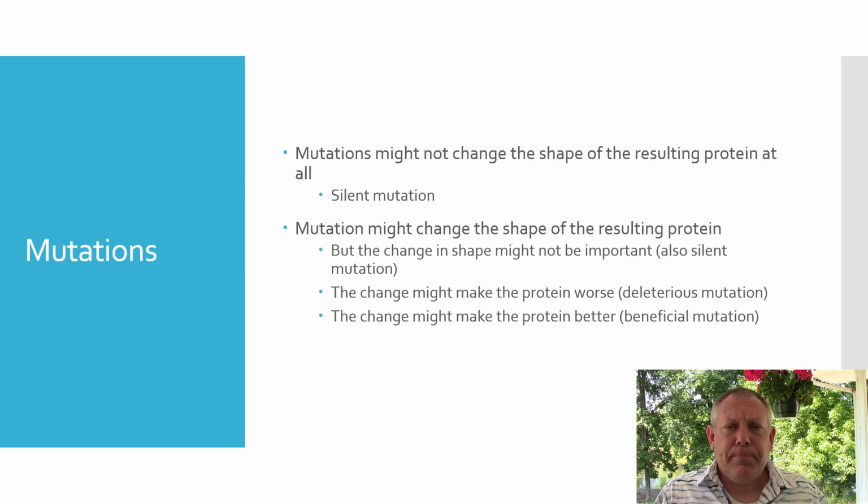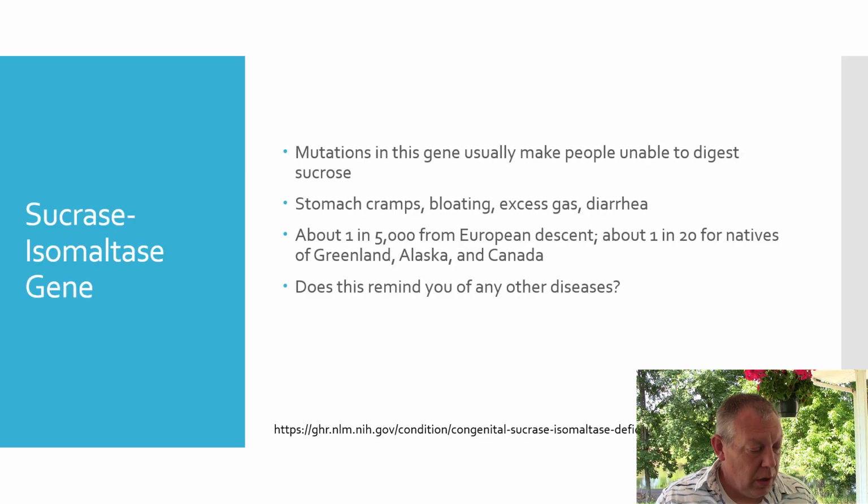And so the take-home message here is that you can have mutations that might not do anything, or they might do something very harmful, or they might do something that's very good. It all depends. And so we've studied mutations in this sucrase gene, and it's also called the sucrase isomaltase gene. So, it can work on a couple of very similar molecules.